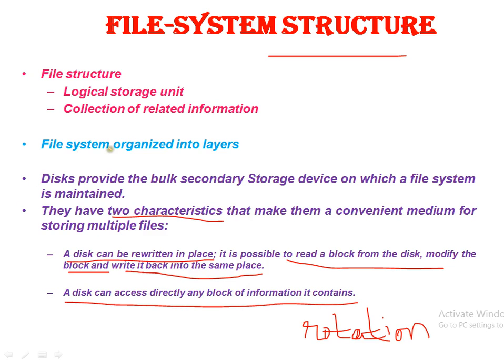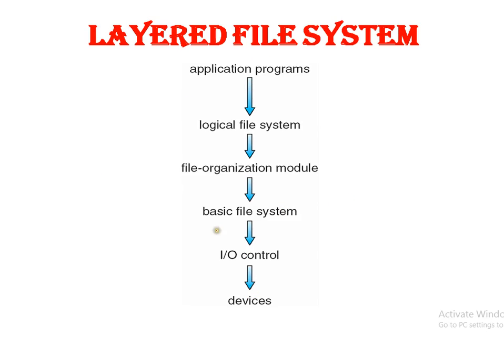Now we shall see how system files are organized into different layers. As you can see here, you have devices, IO control, basic file systems, file organization module, logical file system and application programs. We know application programs, devices, IO control and basic file system. Then what is this file organization module? What do we mean by file organization module?